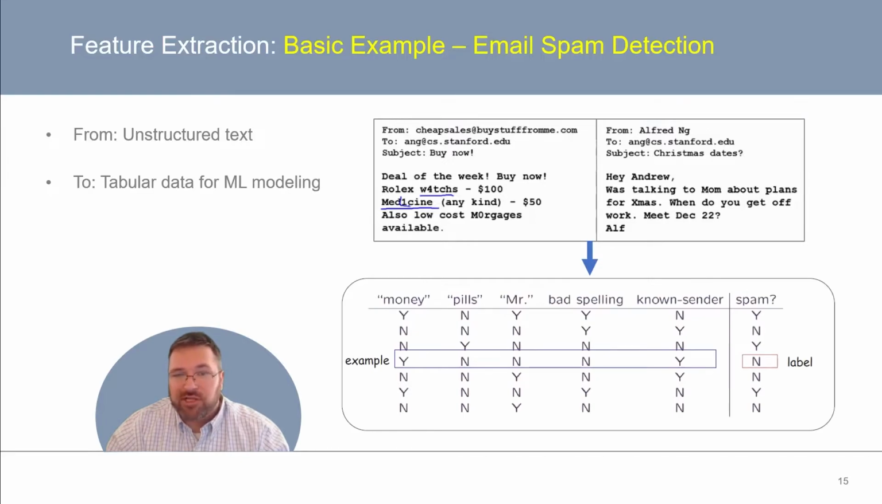We could manually construct features that indicate whether certain keywords are present in a given email. For example, the word money or pills. Or we could characterize other aspects of the email as features, such as whether the email includes bad spelling, or if the email comes from a known sender. These engineered features now constitute a standard tabular dataset that we can pass to machine learning to train a model.